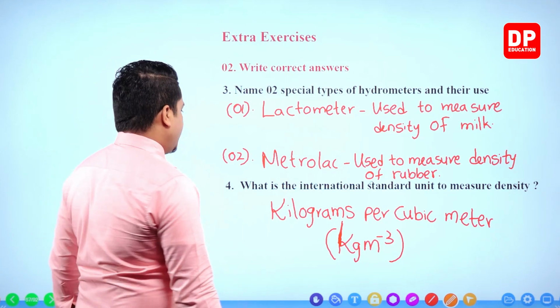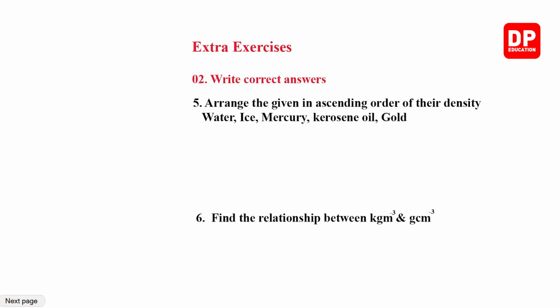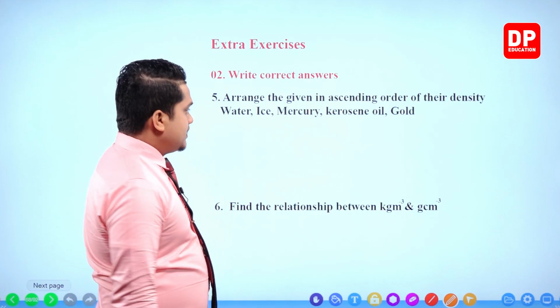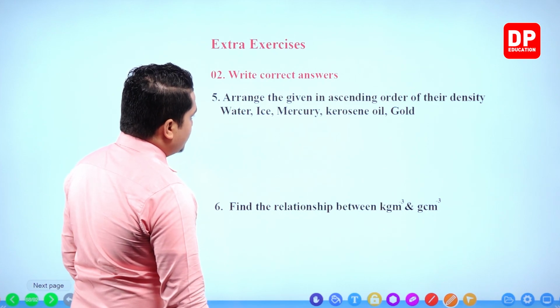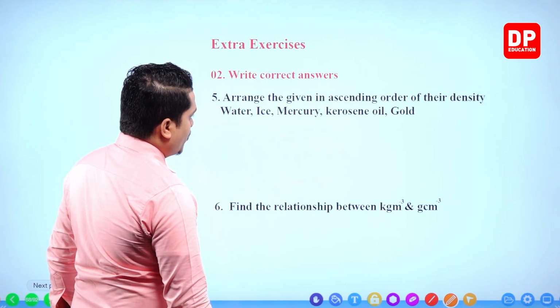Right. Then the next one, question number 5. Arrange the given in ascending order of their density. Ascending order of their density. That means from lowest one to highest one. So let's see the ascending order. Water, ice, mercury, kerosene, oil and gold.